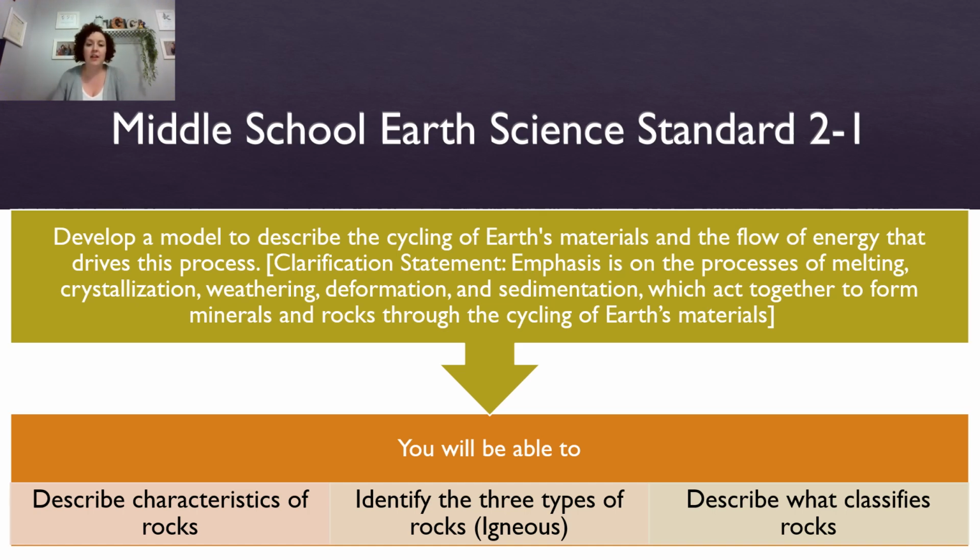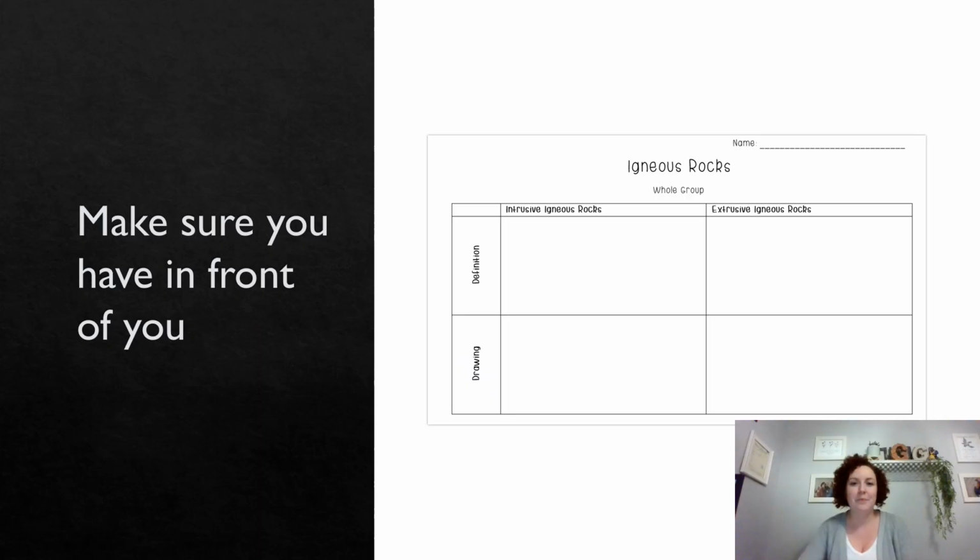So what you're going to be able to do by the end of today is define characteristics of rocks. There are certain characteristics of all rocks that we touch on throughout this. You'll for sure get the rest of the answers throughout our next two lessons. You'll be able to identify the three types of rocks, but today we're going to focus in on just igneous rocks. And then finally, describe what an igneous rock is and the process in which we actually get igneous rocks. So, make sure you have your whole group notes in front of you for sure, if not all your notes.